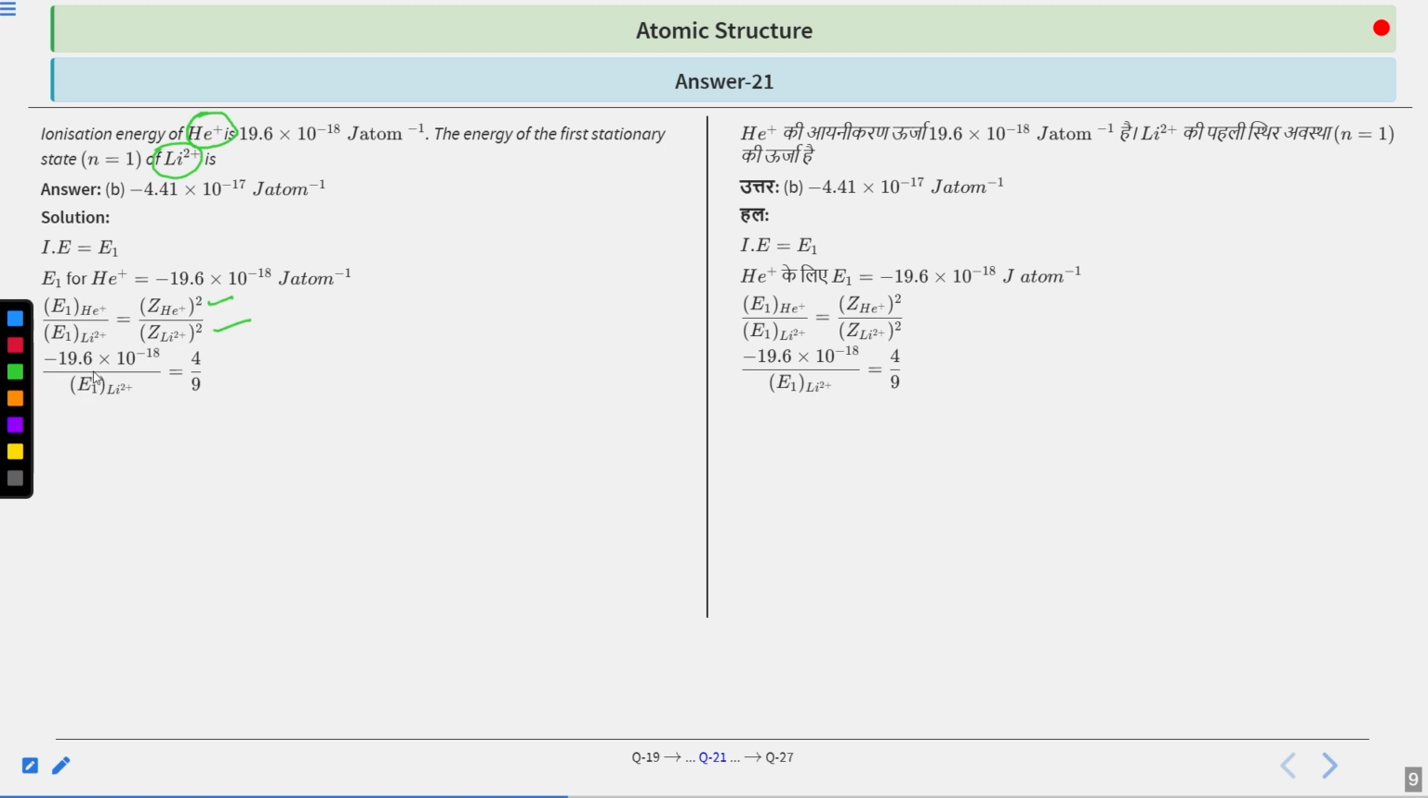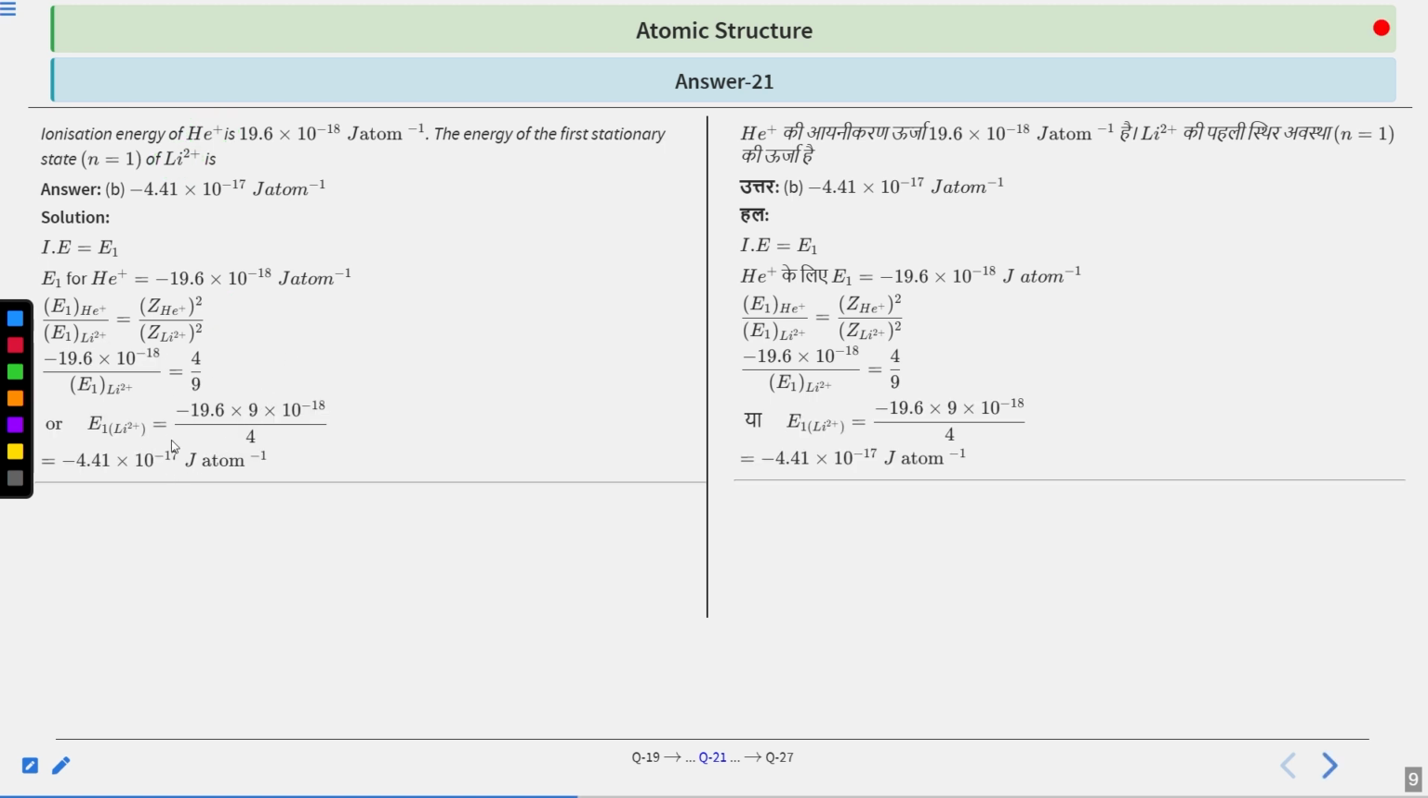Now E1 of He plus is given, which is this, and on calculating all of this, you will get E1 of lithium 2 plus as 4.41 into 10 to the power minus 17 joule per atom. Clear? Okay. Now moving on to the next question.